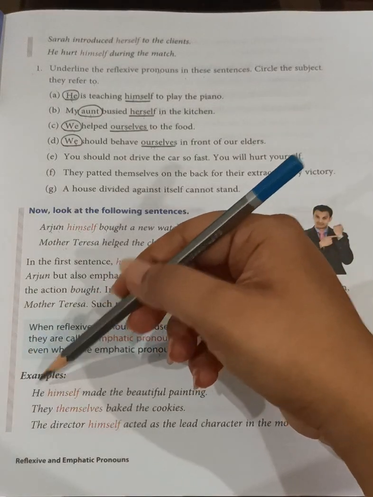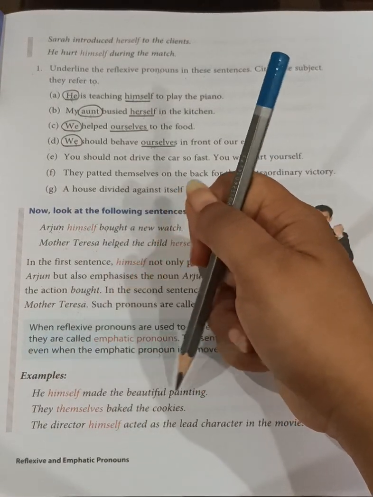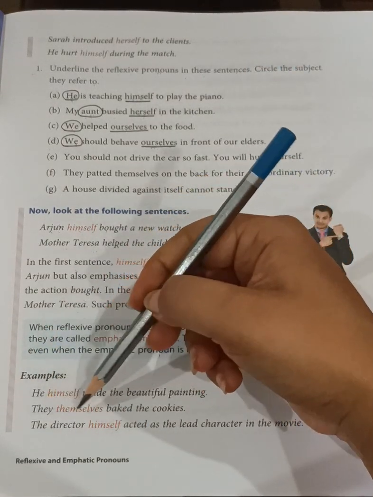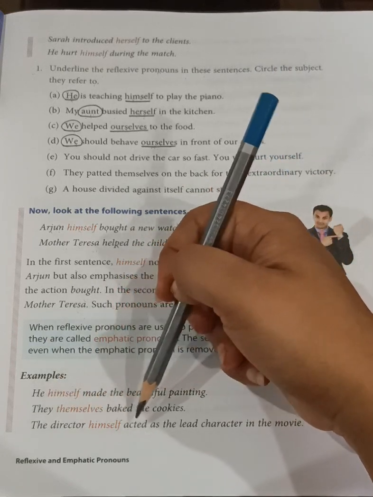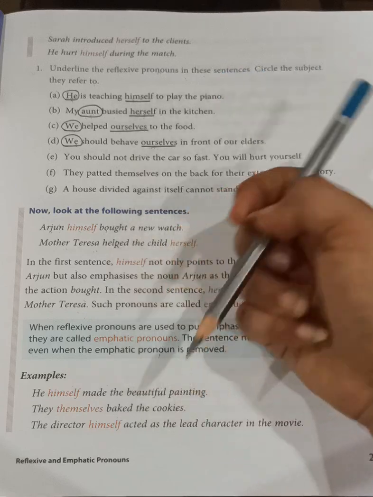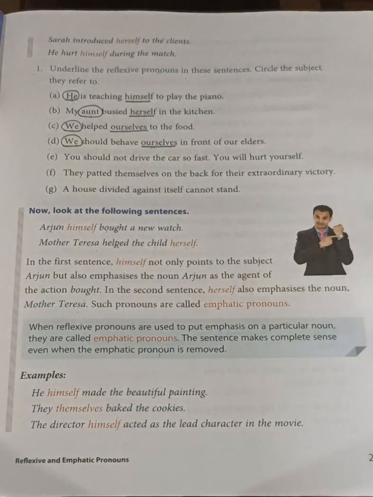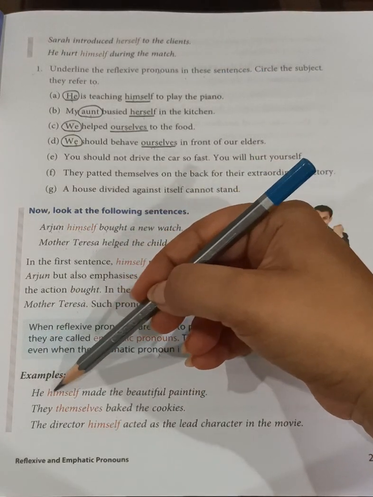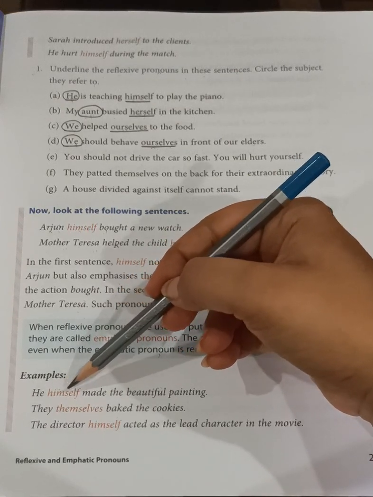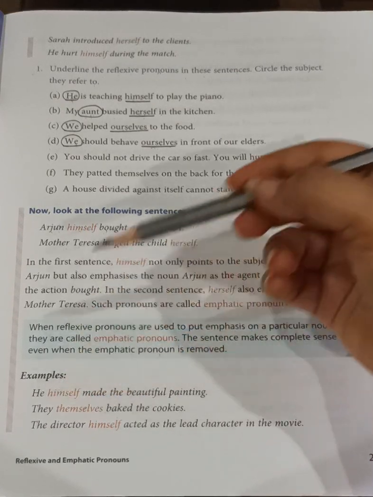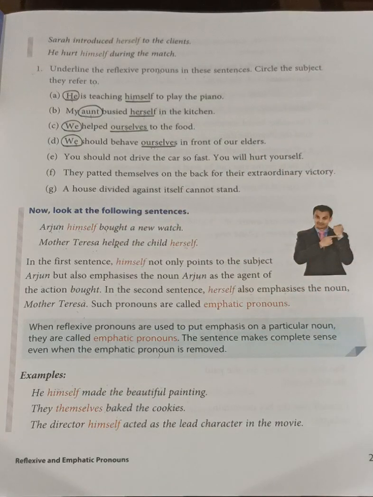Now see, he himself made the beautiful paintings. They themselves baked the cookies. The director himself acted as the lead. Now here you will see that exactly after the subject, whenever a pronoun is used with self or selves, it is an emphatic pronoun. And when the subject and object refer to the same person, that is a reflexive pronoun.